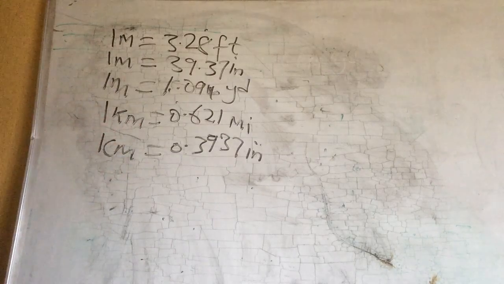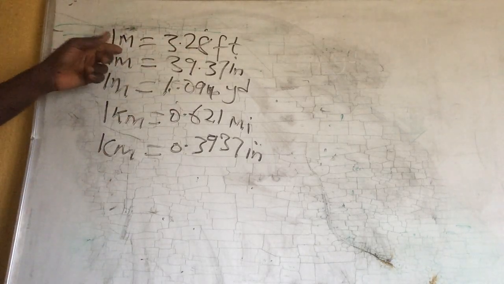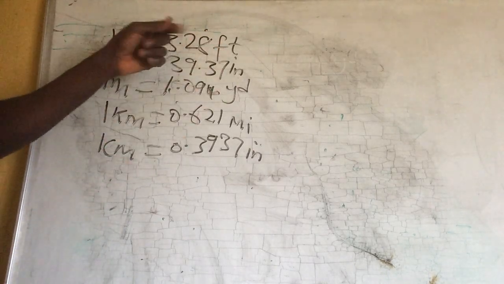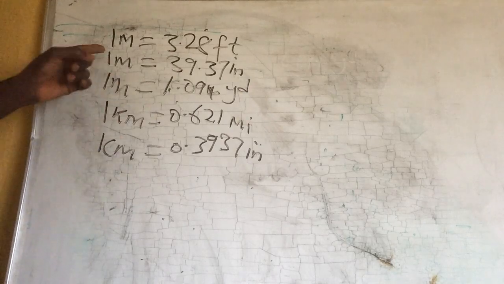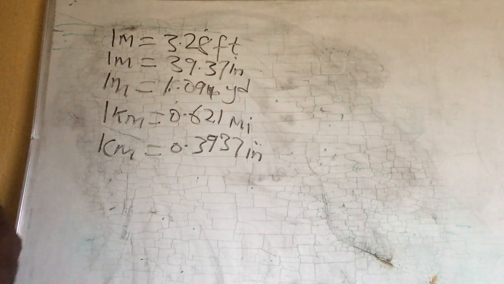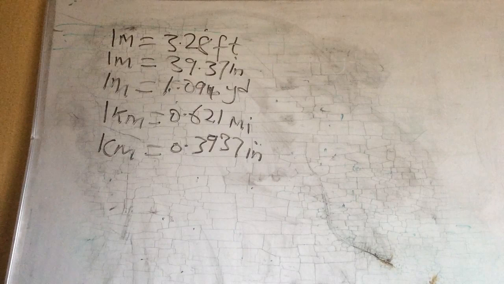So these are the relationships between American system of units and SI unit and CGS. If you want to convert 1 meter to feet, 1 meter is equal to 3.28 feet. If you want to convert 1 meter to inches, it is 39.37 inches. If you want to convert 1 meter to yard, it is 1.094 yards. If you want to convert 1 kilometer to mile, it is 0.621 miles. If you want to convert cm to inch, it is 0.3937 inch.